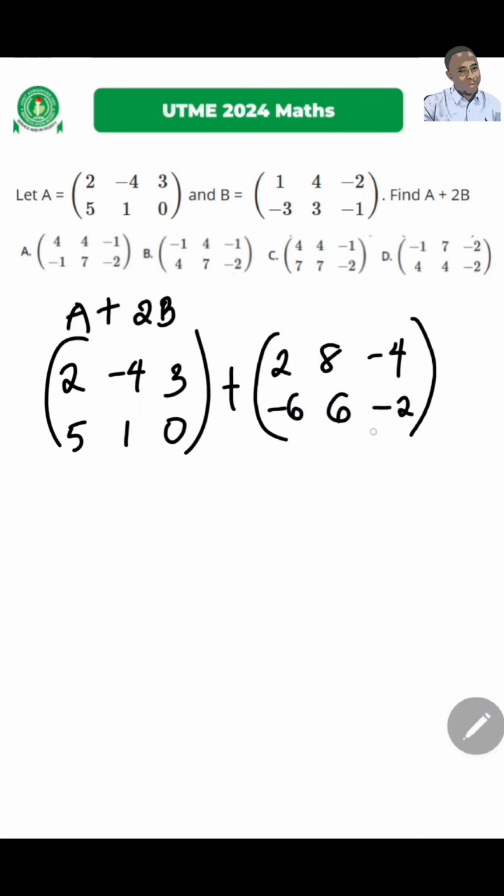You need to be very careful. So 2 plus 2 is 4. Negative 4 plus 8 is 4. 3 minus 4 is negative 1. 5 minus 6 is negative 1. 1 plus 6 is 7. And 0 minus 2 is negative 2. So our answer is clearly option A.